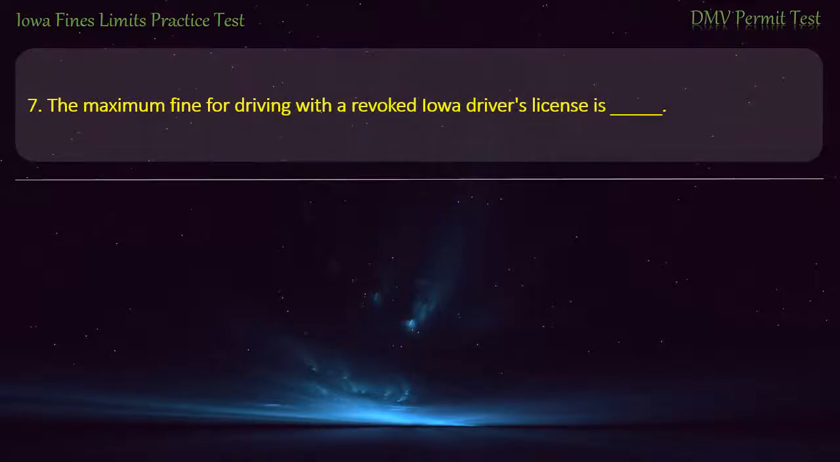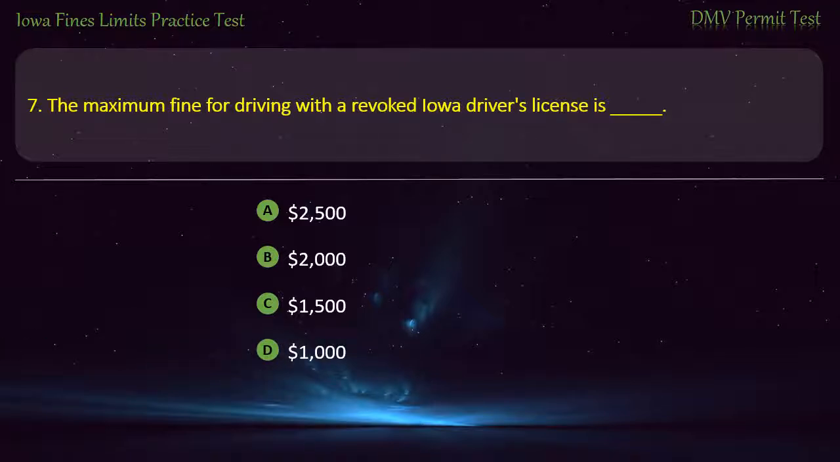Question 7. The maximum fine for driving with a revoked Iowa driver's license is $2,500, $2,000, $1,500, $1,000. Answer. $1,000.